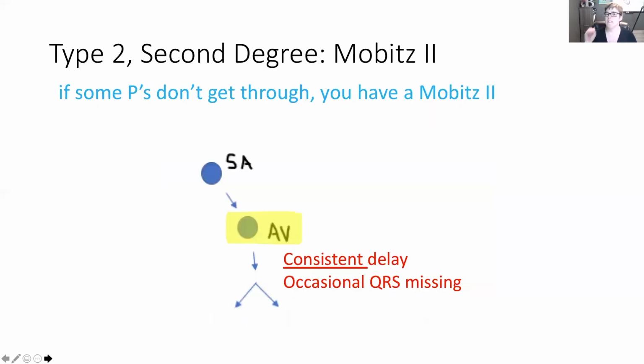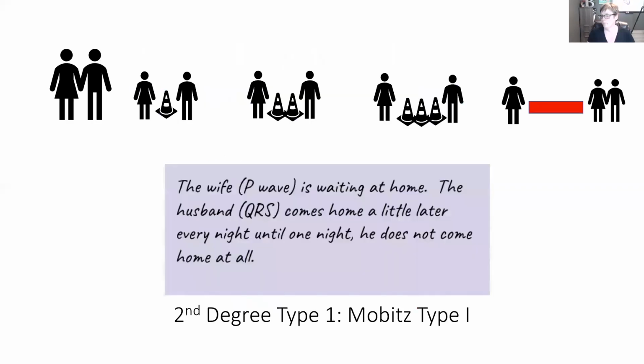Now, with second degree type 2, we have a consistent delay, and then all of a sudden it just doesn't get through. And so if some P's don't get through, then you have a Mobitz 2.